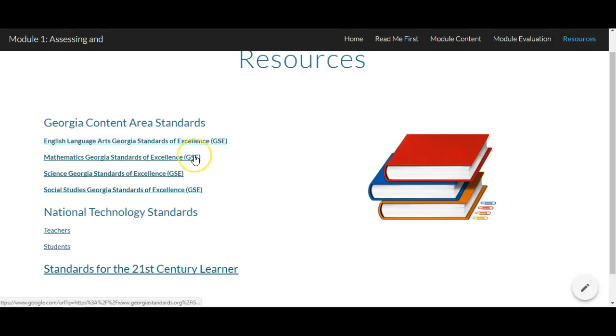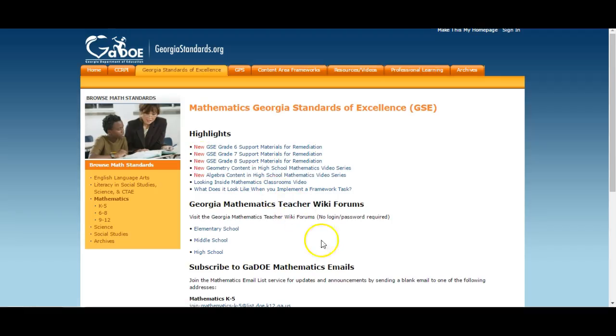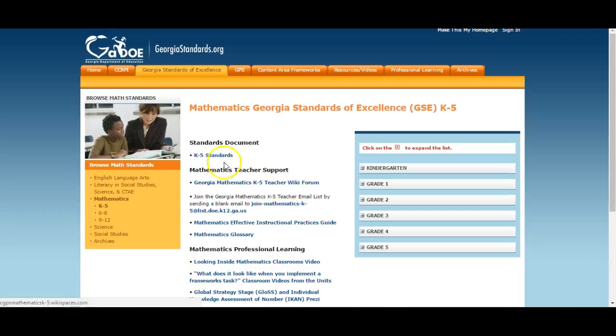So I'm going to use the mathematics standards today, third grade mathematics to be more specific. So when I click on the standard, it'll take me to this page, the Georgia Department of Education standards page. And so they break them up into K-5, 6-8, 9-12, as many of you know. And so I'm going to go over to K-5, and I'm going to go to the K-5 standards, which I already have pulled up here.